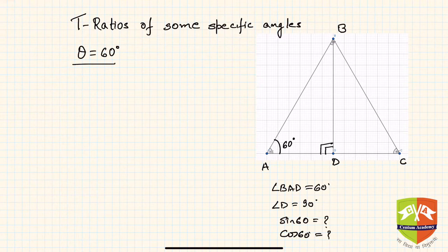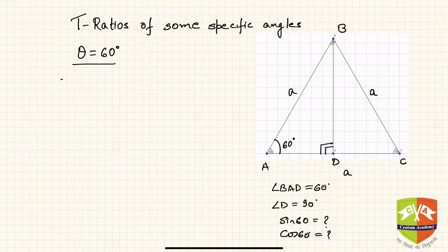Consider a triangle ABC such that ABC is an equilateral triangle, right? So that AB is equal to A, BC is equal to A and AC is equal to A. All the three sides of an equilateral triangle are A. Now obviously all the three angles of an equilateral triangle are also equal, which is equal to 60 degrees.